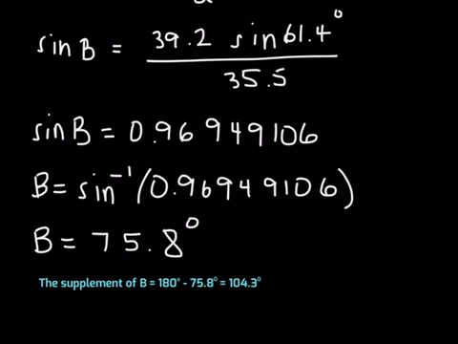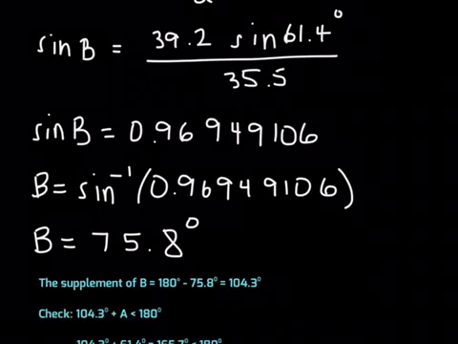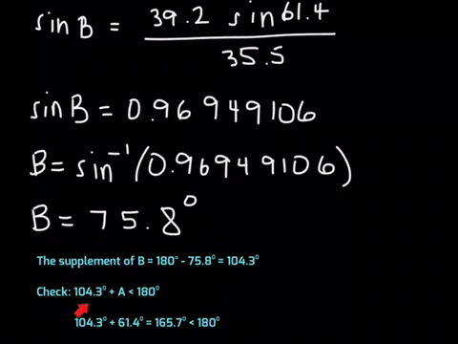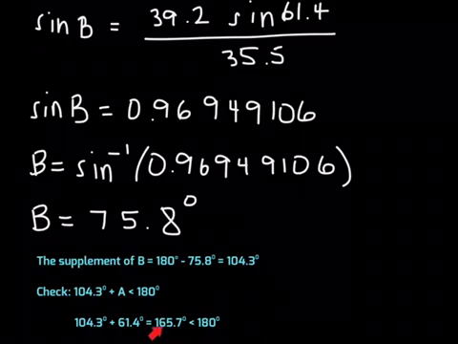Now, this second option for B is only valid if this angle plus the other given one is less than 180. So this is what we have to check, everybody. We have to check that this second option for angle B plus the given angle A is less than 180 degrees. That is to say, 104.3 degrees plus 61.4 degrees must be less than 180. And it is, because it's equal to 165.7 degrees, which is indeed less than 180 degrees. So then this option is good.